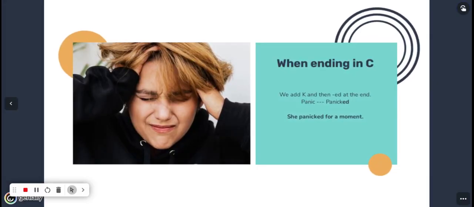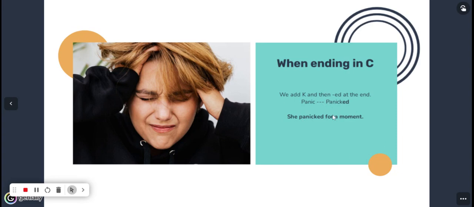When a verb ends in a c, we add k at the end and then we add -ed. For example, panic. The verb panic finishes with a c, so we just have to add the k and the -ed at the end. So panic turns into panicked. She panicked for a moment.